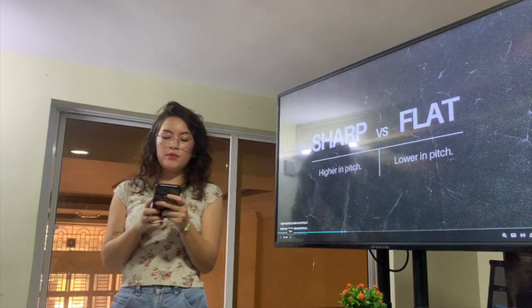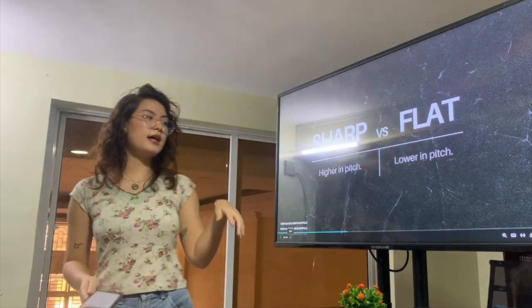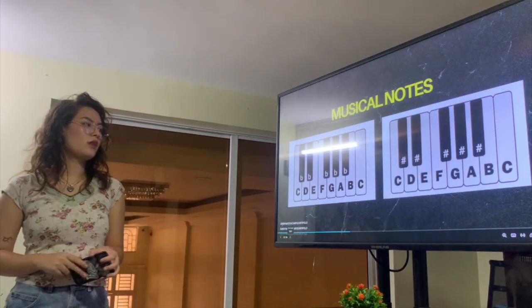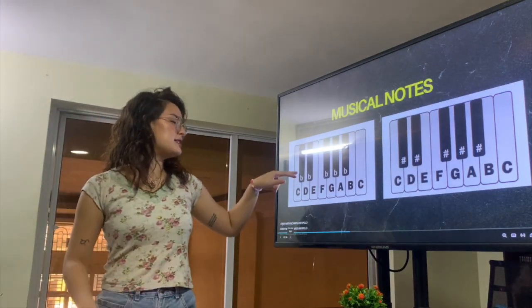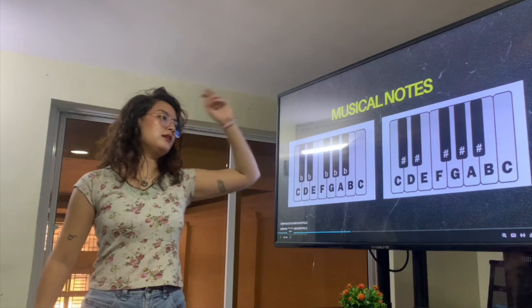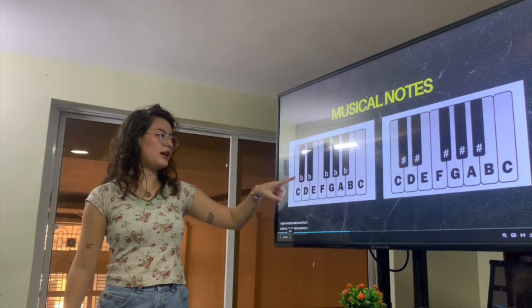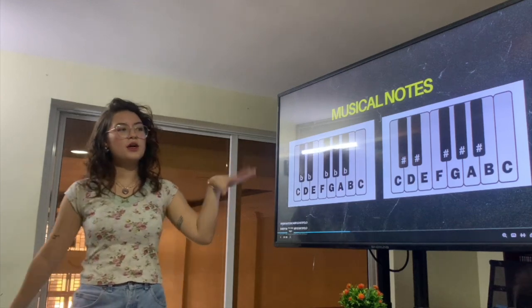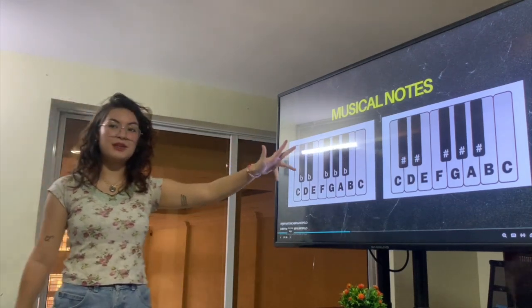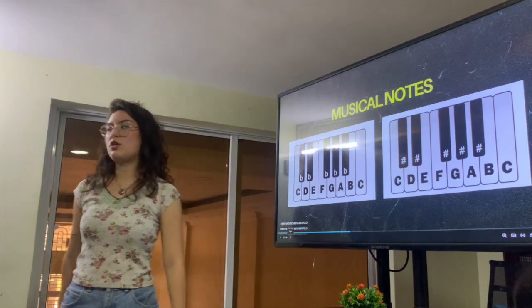Some things that help is, next slide. Next slide again. Oh yeah, this is the flats, and these are the sharps. So if you go like this, E flat or C sharp. Anyway, I'm not super good at this because someone else explained it, but that's the general idea.